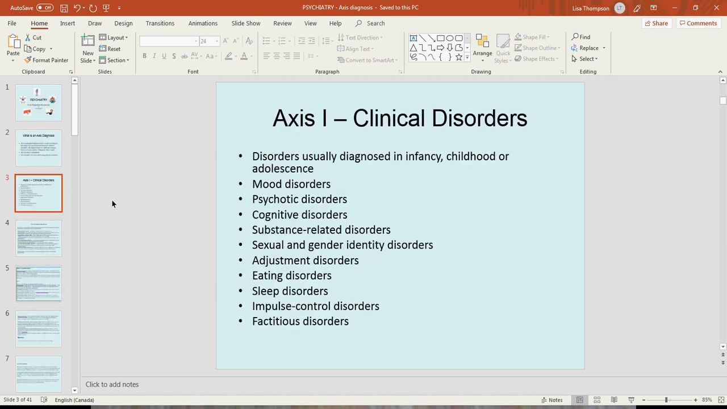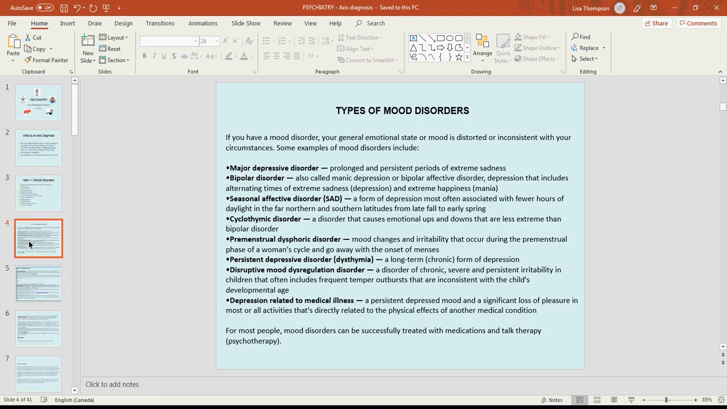Axis I. Clinical disorders. Disorders usually diagnosed in infancy, childhood, or adolescence. Mood disorders, psychotic disorders, cognitive disorders, substance-related disorders, sexual and gender identity disorders, adjustment disorders, eating disorders, sleep disorders, impulse control disorders, and factitious disorders. So as you can see, there's a lot of disorders.